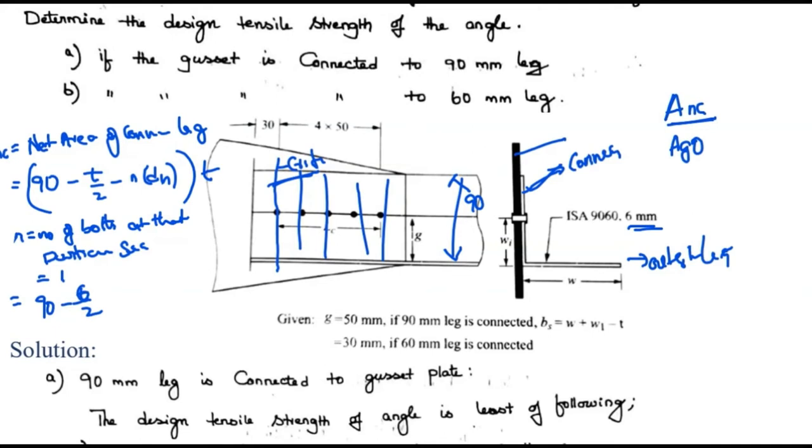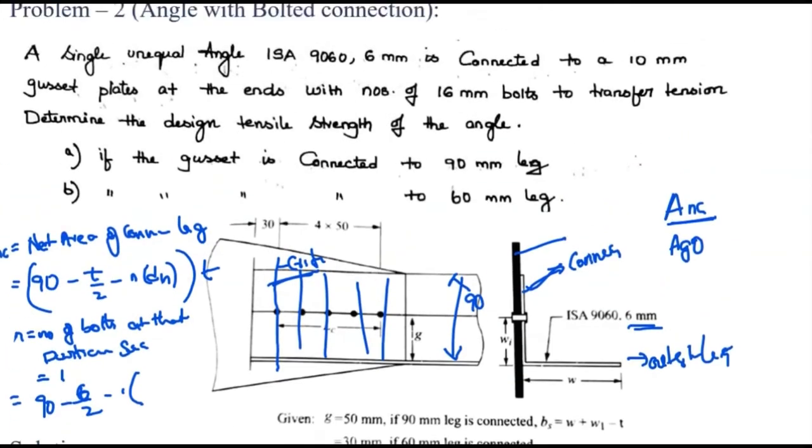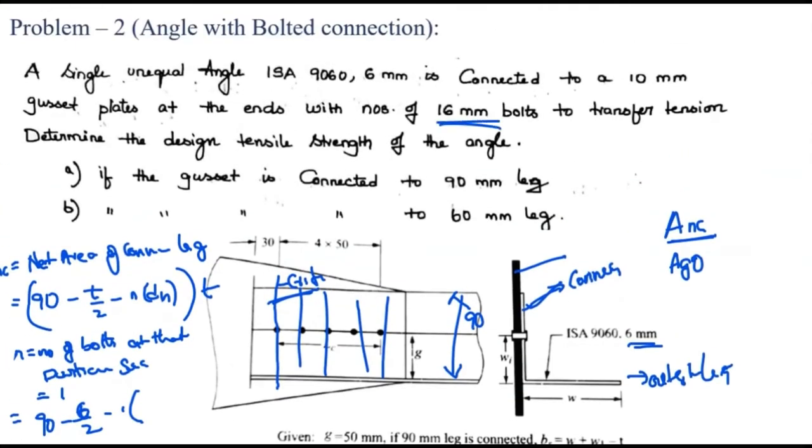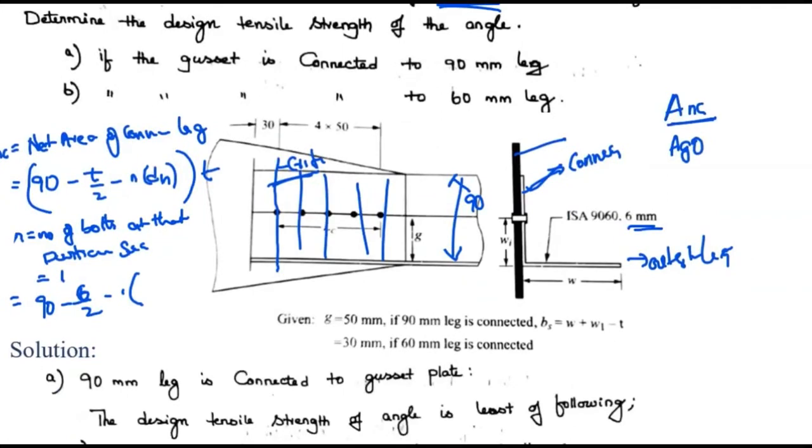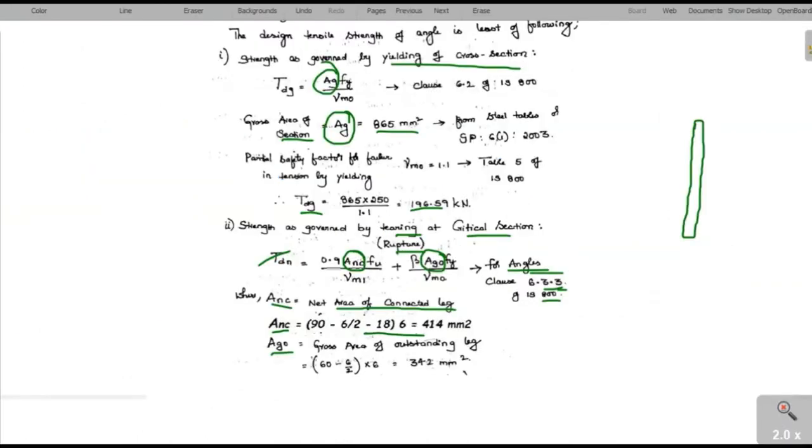Let me write 6 by 2 minus 1 into what is the diameter of the bolt hole? Let me see. These are 16 mm bolts. Therefore, it is 18 into 6. So 90 minus 6 by 2 minus 18 into 6. So that is what we have done here, and the value of ANC is equal to 90 minus 6 by 2 minus 18 into 6, 414 mm square.